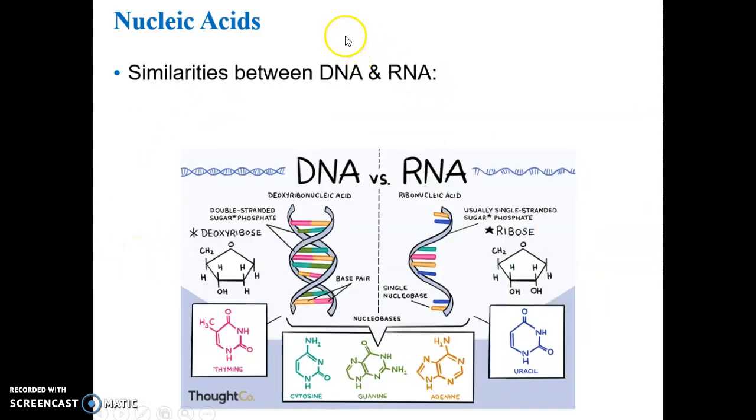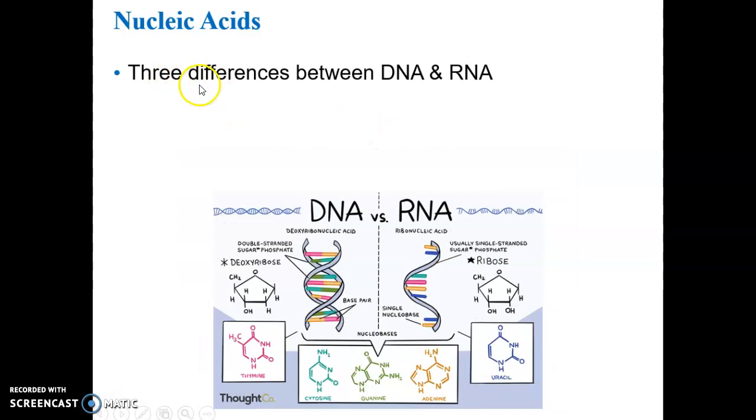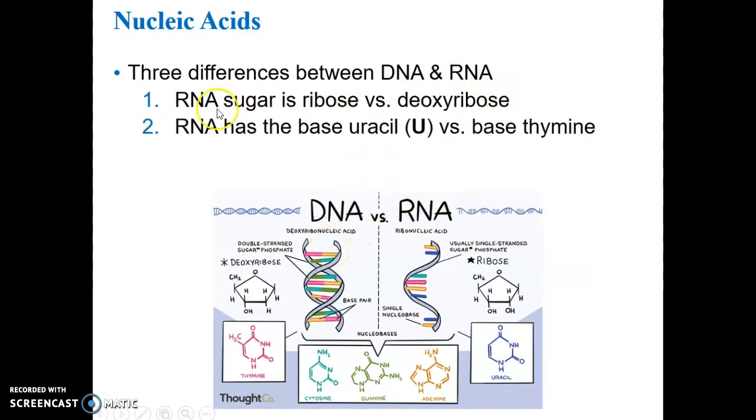So those are the nucleic acids, DNA and RNA. Similarities between the two, they're long polymers made of nucleotides. 3 differences between DNA and RNA. The RNA sugar is ribose versus deoxyribose in DNA. And then RNA has the base uracil as opposed to the base thymine, which is found in DNA.